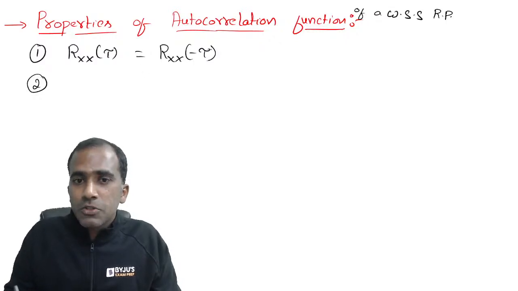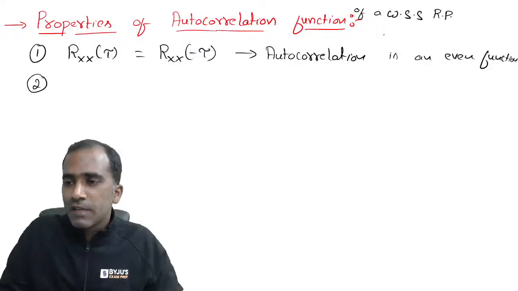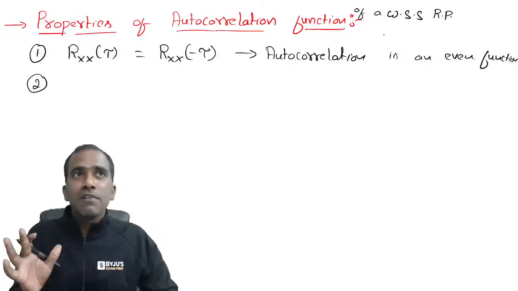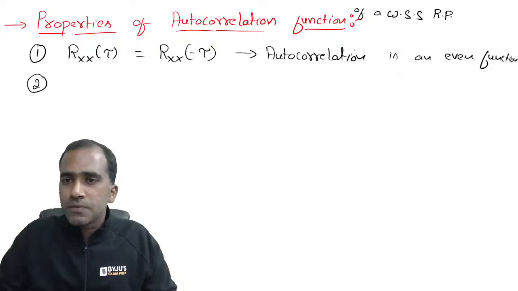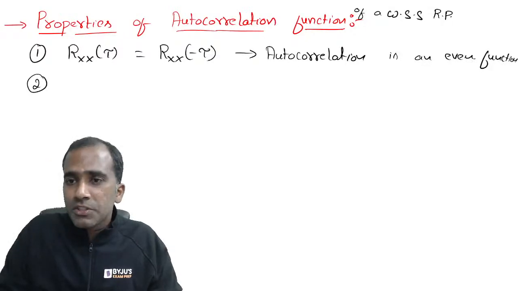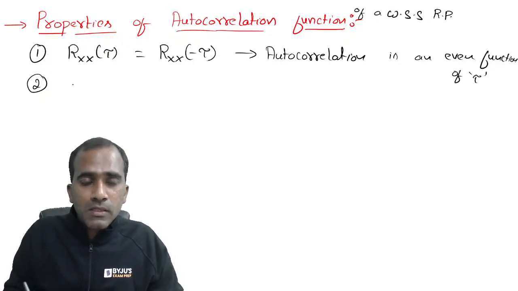This is the first property, which means what does that mean? Autocorrelation function is an even function of time. Sorry, even function of tau, time difference. If somebody shows us a function and it is not an even function, you can guarantee that it does not represent an autocorrelation function. For a function to be an autocorrelation function, it should definitely be an even function of tau. Tau is time difference.